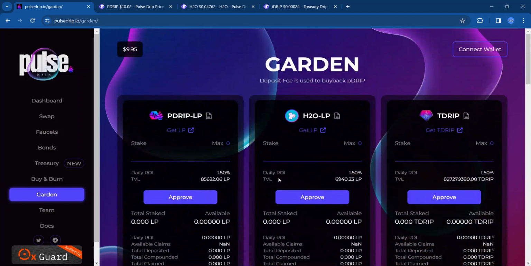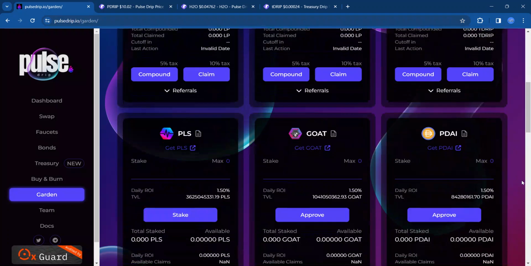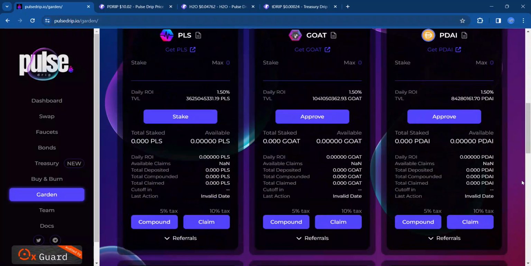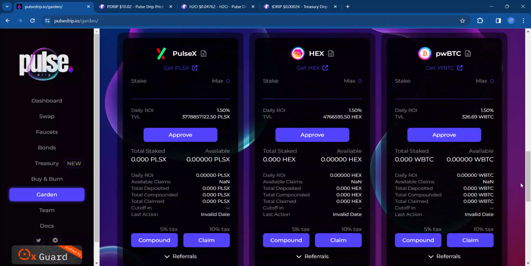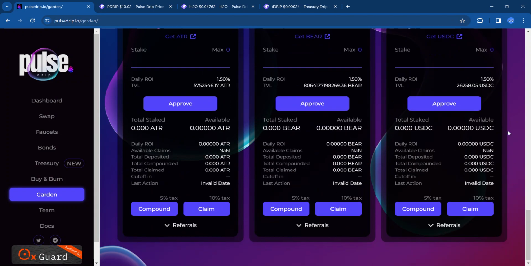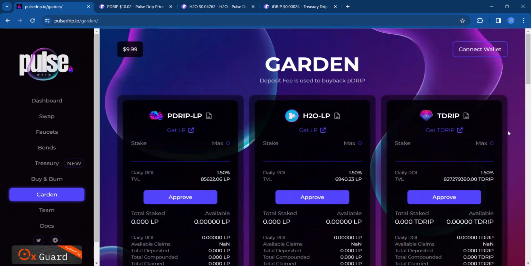So the garden on these assets, you can earn 1.50% daily up to 300% on PLS, GOAT, PDAI. PDAI has been on a nice run lately. PulseX, Hex, PulseWrap, Bitcoin, Atropa, Teddy Bear, you name it, it's in here. So exciting times are ahead with the PulseChain blockchain as a whole and everybody that is building on PulseChain like the PulseStrip team.